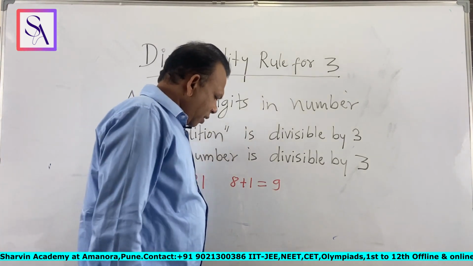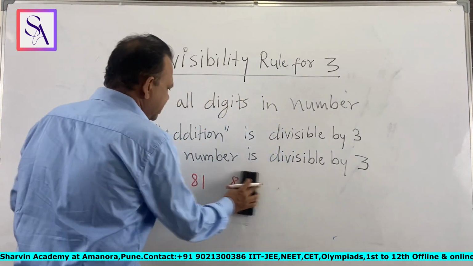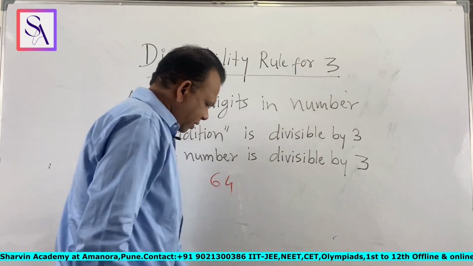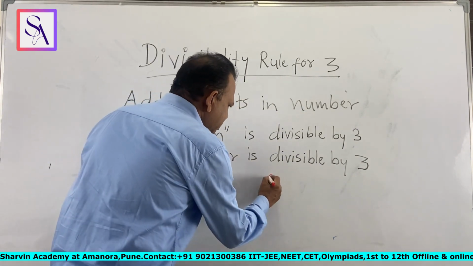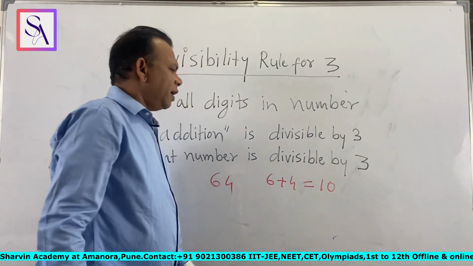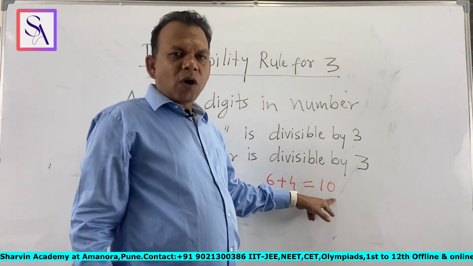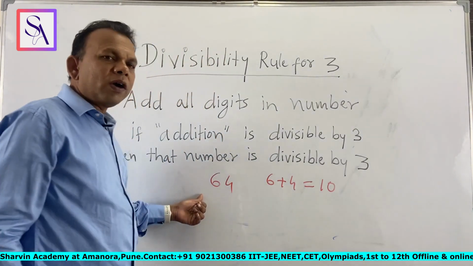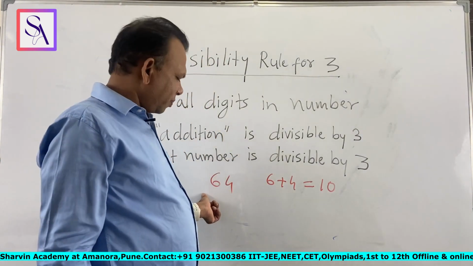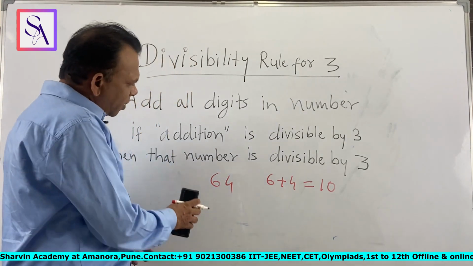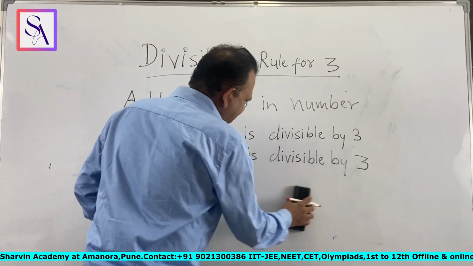We have seen 64, right? So can you check whether 64 is divisible by 3 or not? 6 plus 4 is equal to 10, and 10 is not divisible by 3. That's why 64 is not divisible by 3. These are small numbers, but the problem comes with big numbers.